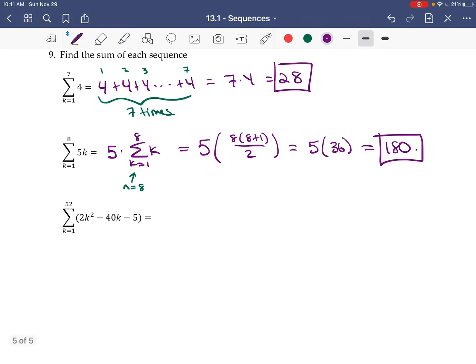Again, I'm going to leave this last one for you, but what you want to do is break it apart and then compute each of the sums. So you're going to have a sum of k's, a sum of k squareds and a sum of constants, and you can compute each of those using the formula.